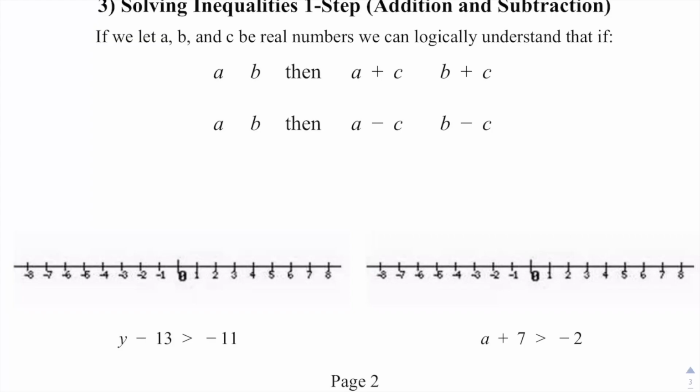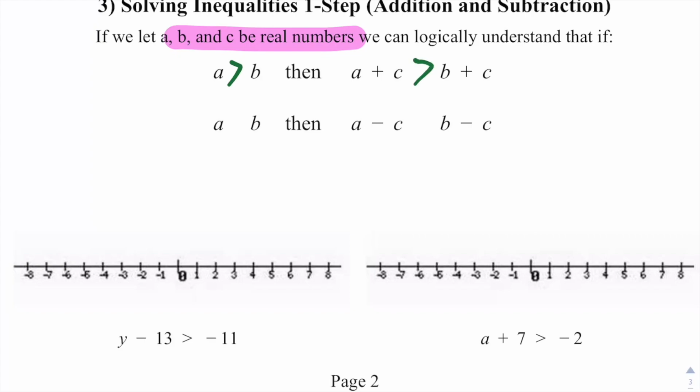So let's let A, B, and C be real numbers. That way we can try to logically understand what happens. What this is saying with addition and subtraction is that if A is greater than B, then logically A plus C is greater than B plus C.